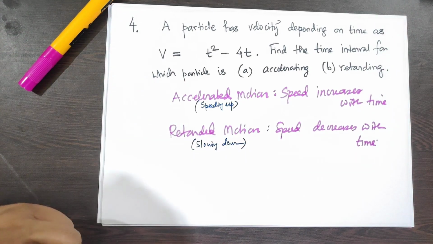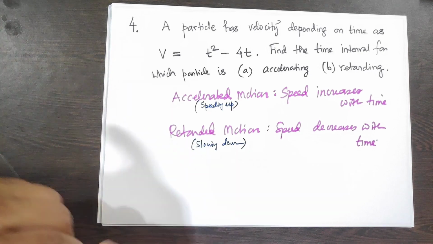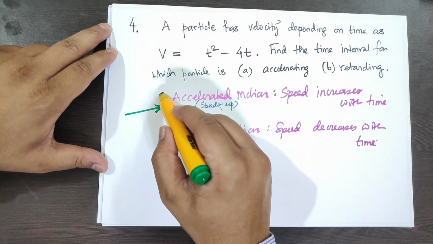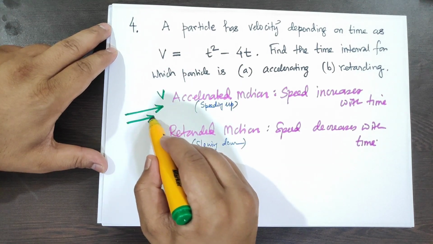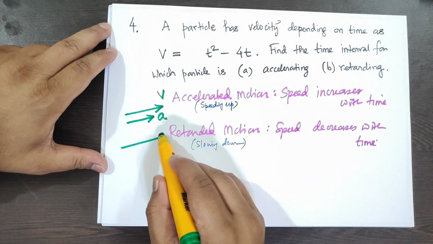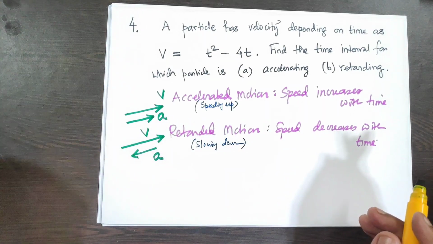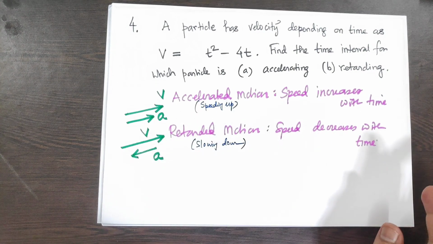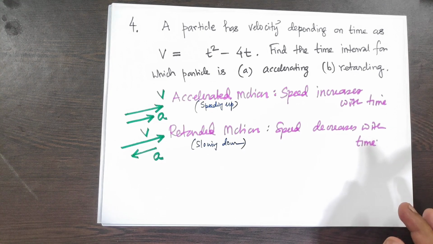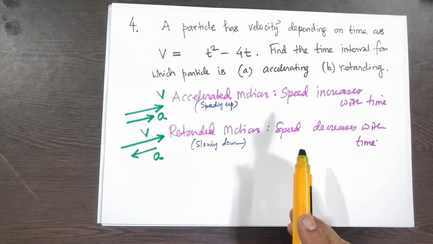right? So accelerated motion happens when the velocity, we are talking about straight line motion, so this velocity and acceleration are in the same direction, it is accelerated motion, while retarded motion if they are in opposite direction, right? See, acceleration, whether it is accelerated or retarded, does not depend on the sign of acceleration. It depends on whether acceleration and velocity are in the same direction or in opposite direction.